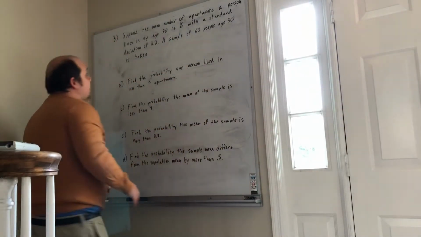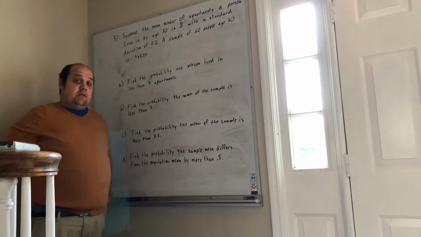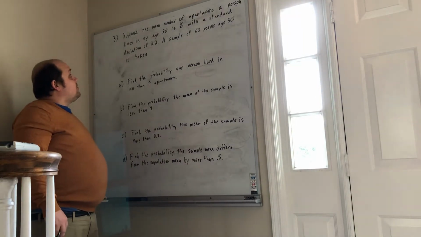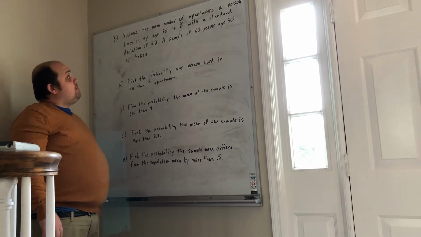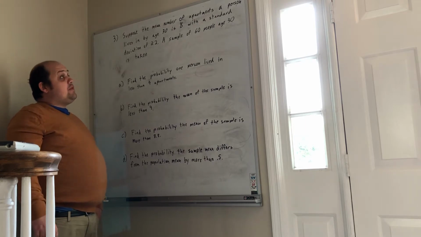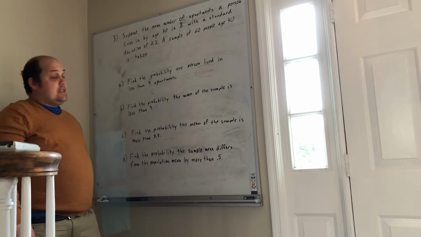So for this part, we're doing full-on word problems involving the central limit theorem. Here, we're going to start by reading the prompt and pulling out the key numbers. Suppose the mean number of apartments a person lives in by age 30 is 8 with a standard deviation of 2.2. A sample of 60 people, age 30, is taken.